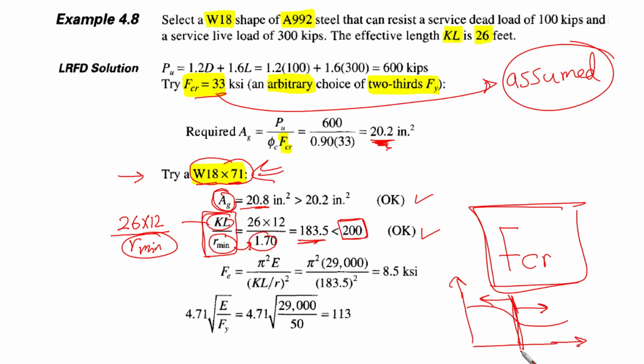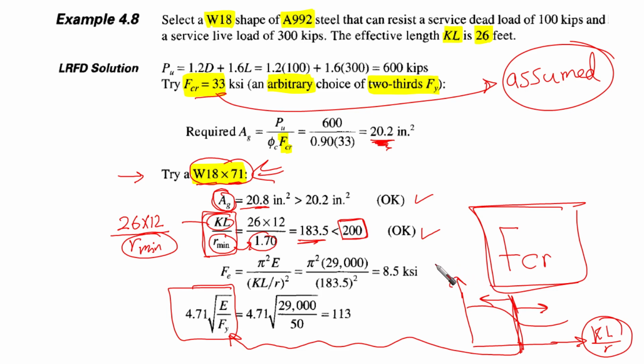We have a limit here. This limit is going to be exactly on the slenderness ratio. It is going to be 4.71 times square root of E over F yield. This is KL over R here, and this is going to be our FCR. So we are going to see whether it is elastic buckling or inelastic buckling, because each side has its own equation that is going to govern our FCR.